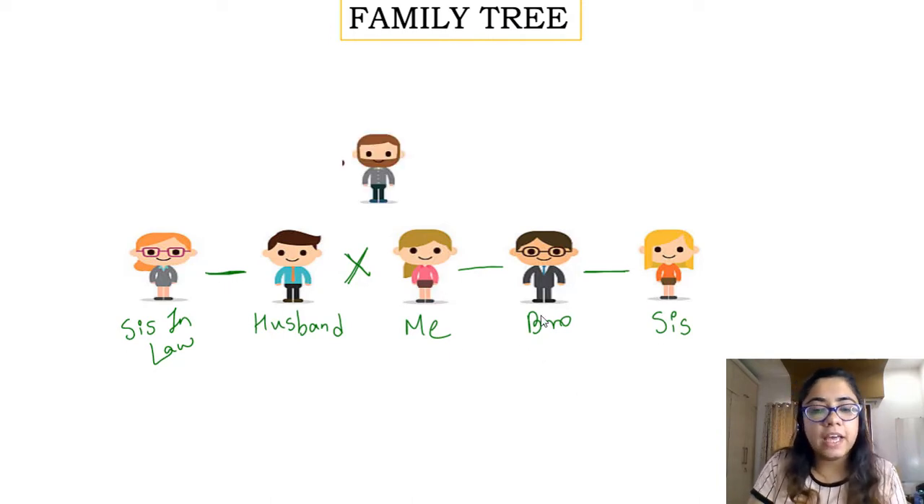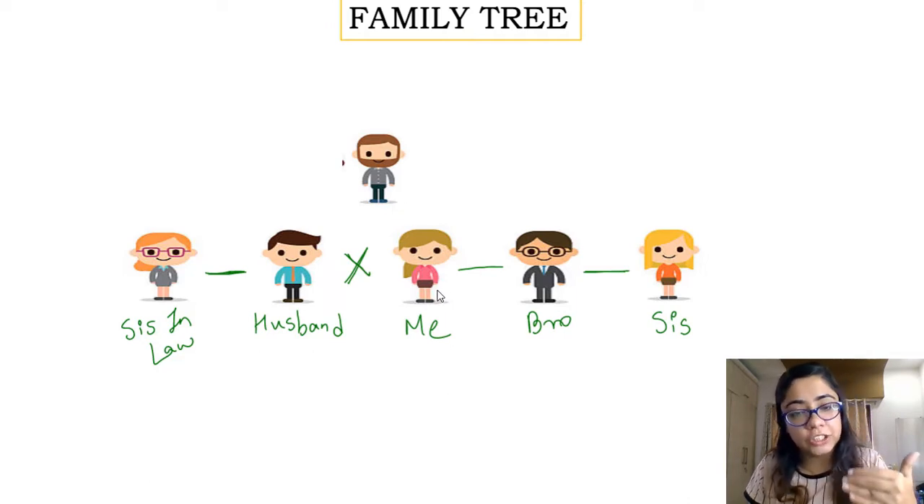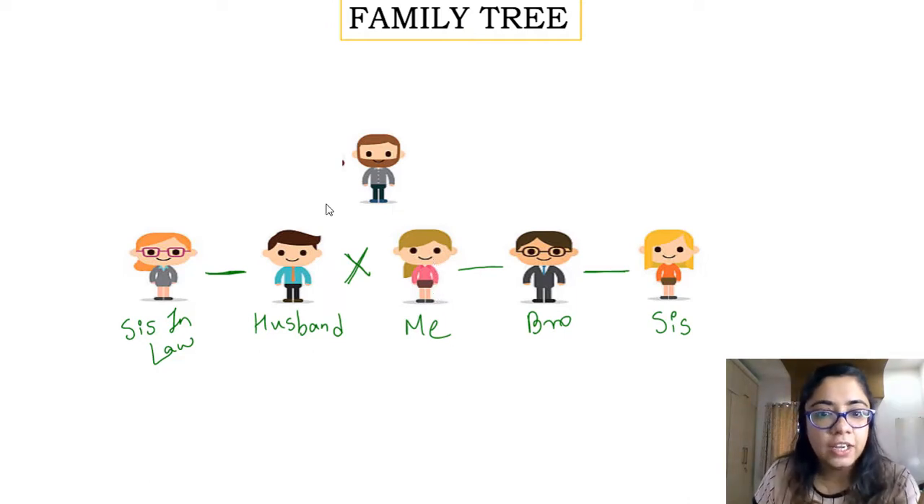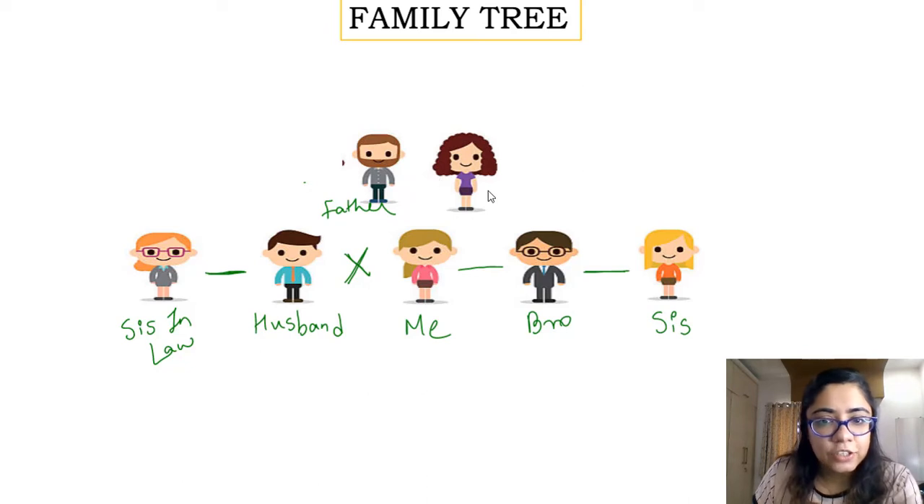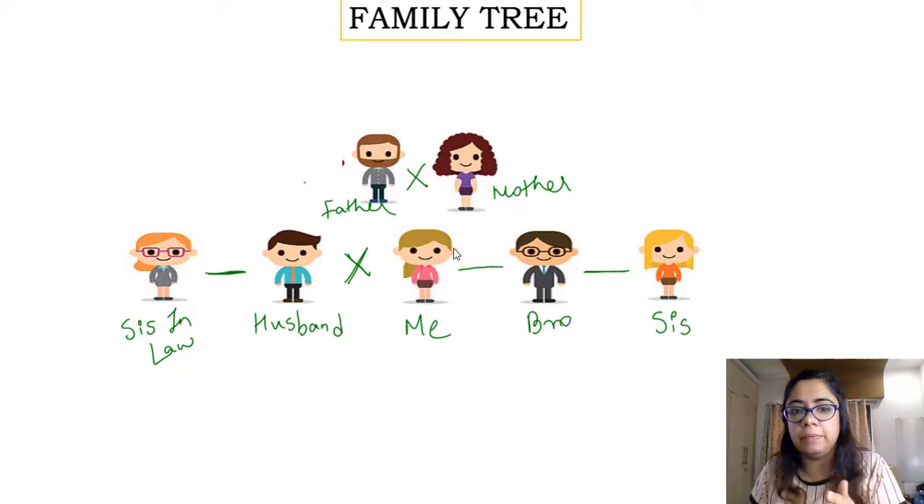Okay? Now let's say I have a father. Obviously he will belong to a generation above me. Right? So he is my father, who is married to this lady. So she is my mother. And I'll put a cross between them, because they are a couple, my father and my mother, generation above me.